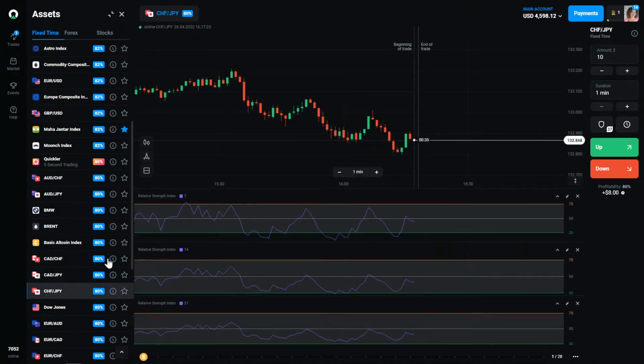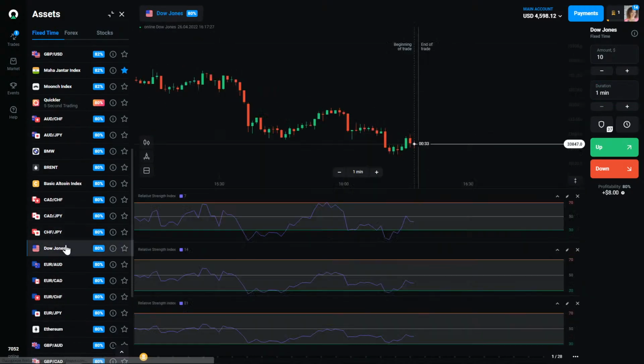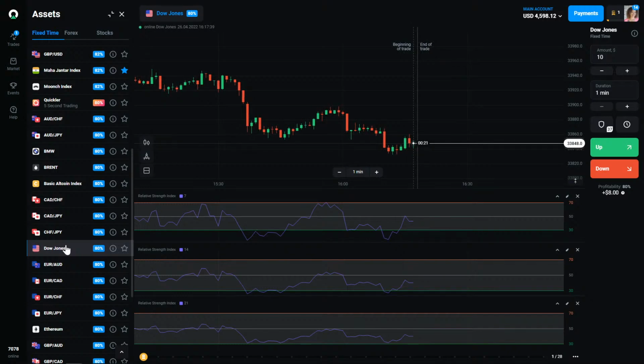CHF JPY, the Dow Jones. I'm just gonna go ahead and answer this question for Karan. How long do you think I should keep my trades amount small? Because I'm not making any profit, and I do win trades, but at the end of the day, I'm just stuck at one point.